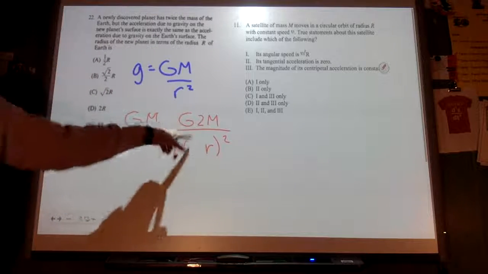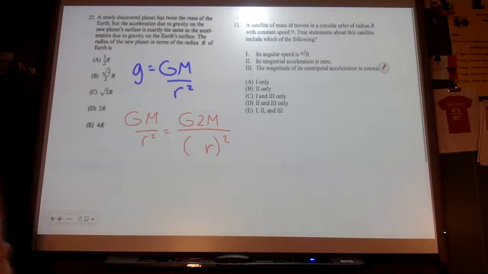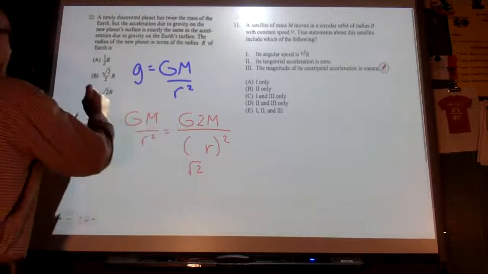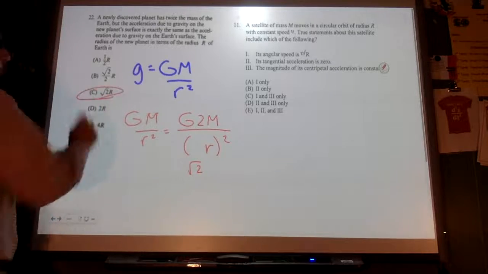So what do I have to do to this fraction so that I can cancel out the 2? I'm going to have to put a radical 2 in there, because radical 2 squared would be 2, and that would just give me C.